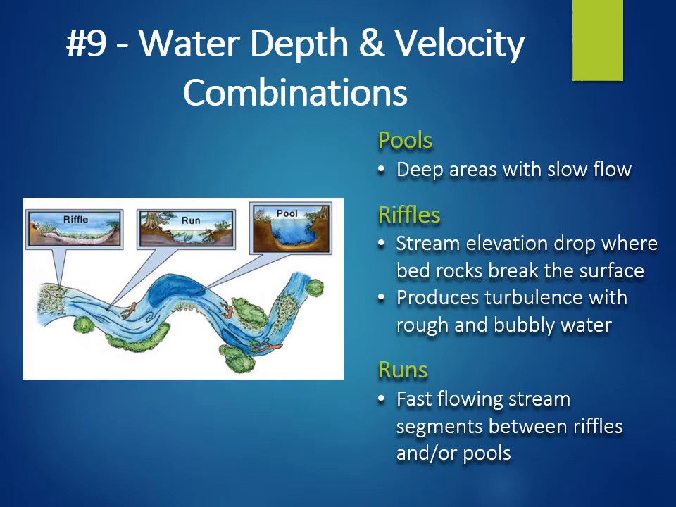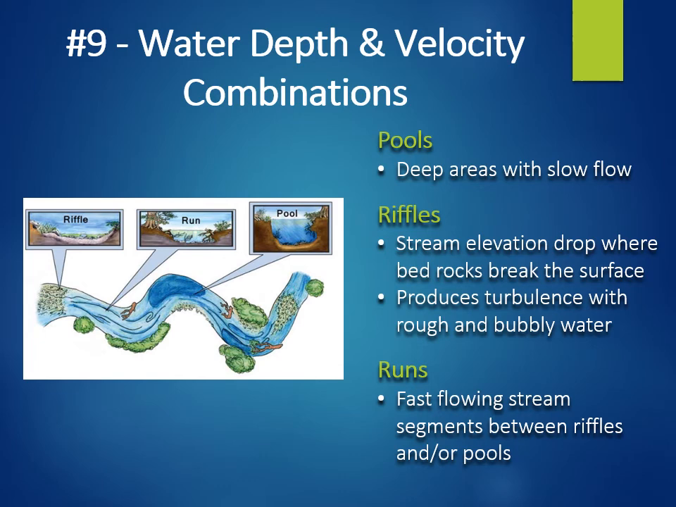A pool is probably just what you would imagine, an area of deep, slow-flowing water. A riffle occurs where the stream course drops and the water flows quickly over rocks, producing rough, bubbly water. A run is the fast-flowing water between the deeper pools and the shallower riffles.